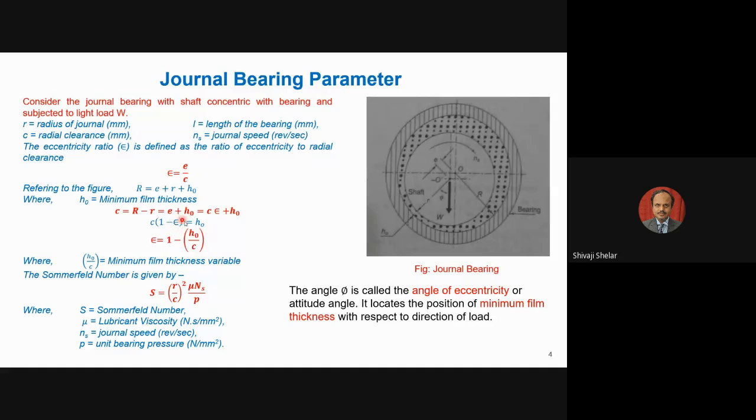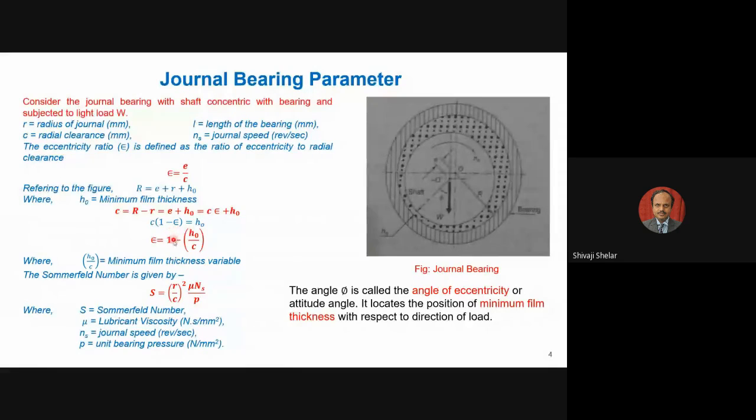As I told, epsilon is maximum equal to 1, and its value ranges from 0 to 1. When epsilon is 0, C is equal to H0, so eccentricity is 0 and your film thickness will be maximum. When epsilon is equal to 1, your minimum film thickness H0 is equal to 0. So there is metal to metal contact, and that should be avoided. H0 should not be equal to 0.